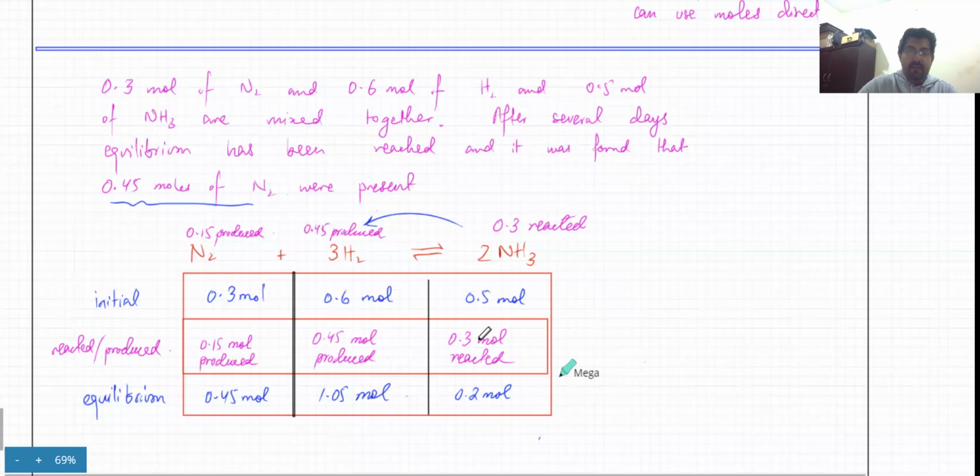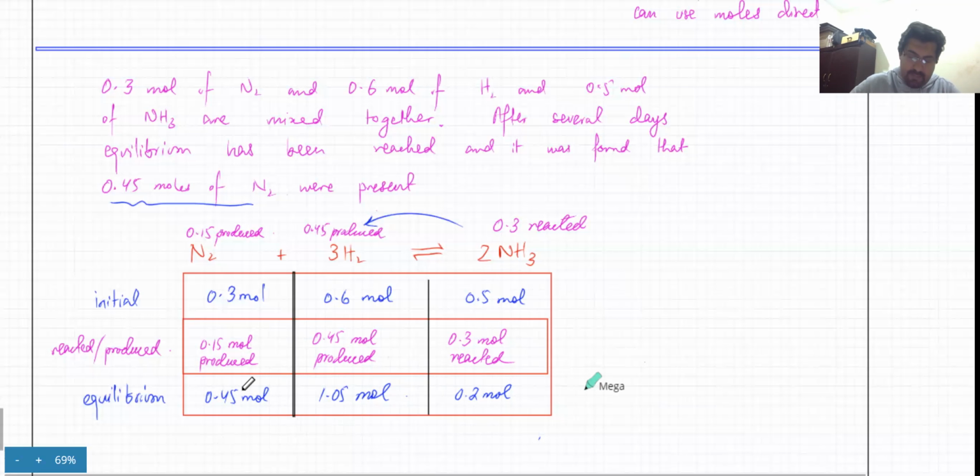Sir, in the second one, why do we have 1.05 moles left? Initially how many did we add? We added 0.6 moles, right? But these were already present at the start. 0.45 moles extra have been produced, so what will happen? They will be added. Miran, is this clear? Yes. Okay. So if they're getting produced, you need to add them to the initial moles. If they're getting reacted, you need to subtract them from the initial moles. So these are your moles finally at equilibrium.